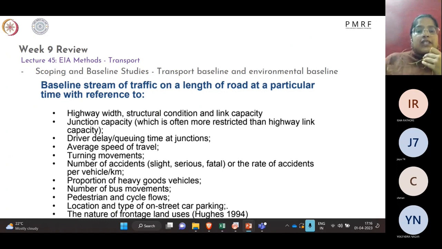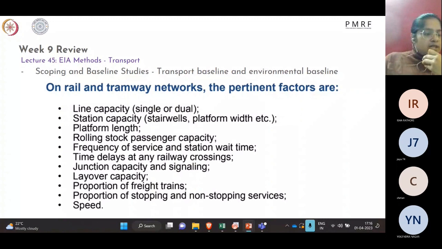So then you need to look at all of these things around traffic movement or traffic assessment, baseline surveys. And then for doing a similar thing for rail and tram networks, you need to look up the line capacity, whether it's a single line or it's connected by a return line as well. Then you need to look up station capacity, stairwells, platform lifts, platform widths, the platform length, the passenger capacity, time delays at any railway crossings, layover capacity, proportion of freight trains versus passenger trains, the proportion of stopping or non-stopping vehicles and their speed. So these are things you need to consider around railway and tramways and metros.